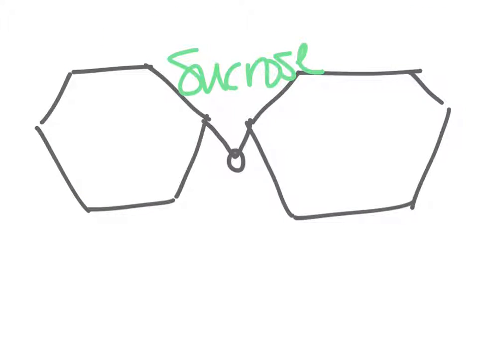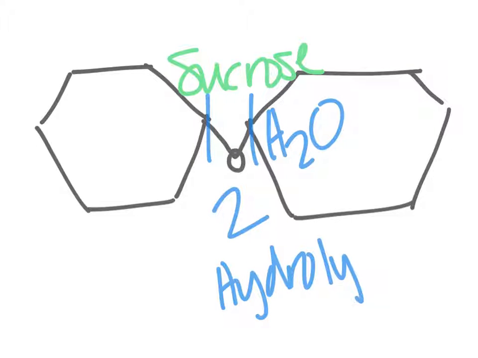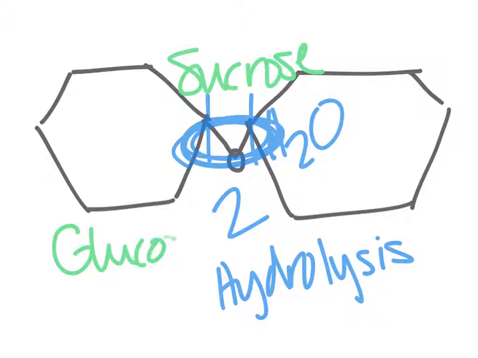So what happens if we want to go back to having two different molecules? Well, to be able to do that, we have to add back our H2O. And when we do that, it is called hydrolysis, which means cutting water. And when we do this, we are able to take away the bond and recreate glucose and fructose.